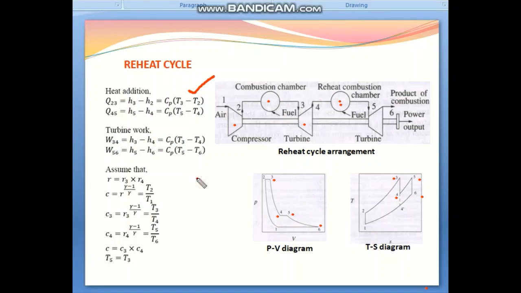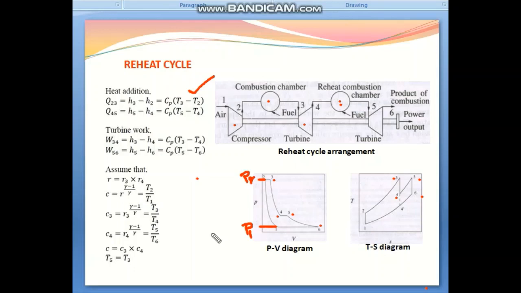Okay. Another thing that we are going to assume is the maximum pressure ratio, that is R, which we have seen earlier. R is the maximum pressure ratio, P2 by P1. Okay, R is nothing but the ratio between P2 and P1.